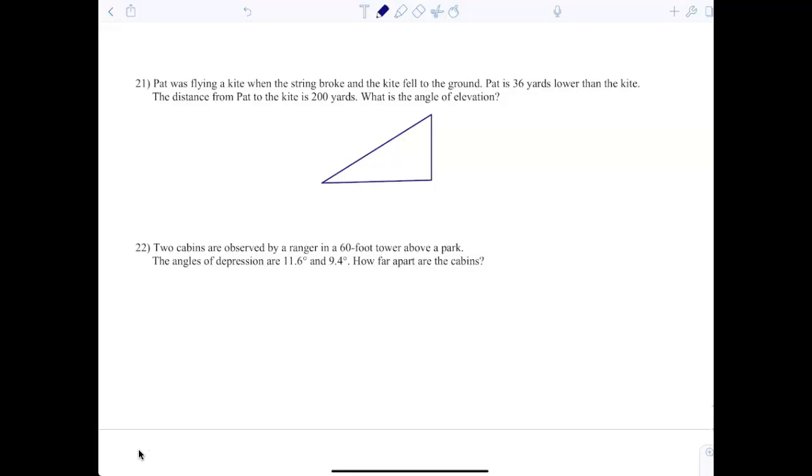Yep. So Pat was flying a kite when the string broke and the kite fell to the ground. Pat is 36 yards lower than the kite. So I'm thinking this looks like 36 to me. If Pat is over here, flying a kite, she's 36 yards. Does everybody agree with that? And the distance from Pat to the kite is what? 200 yards. So here's the kite up here. Does everybody agree? So that distance to me personally would be right here.